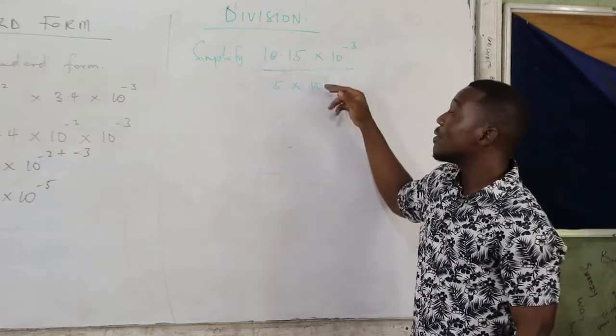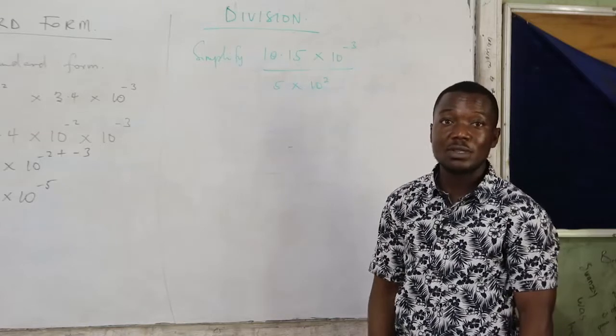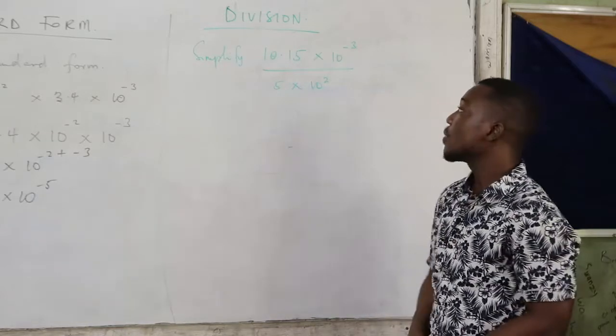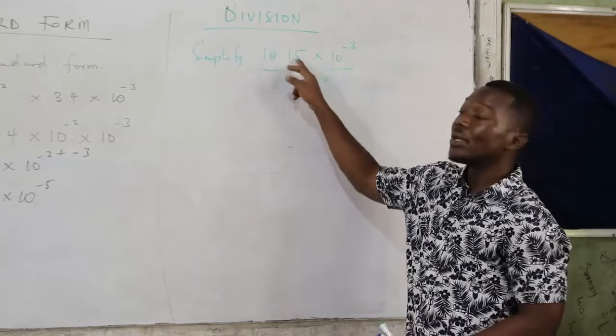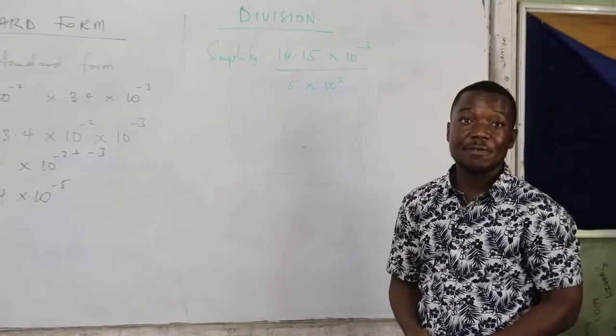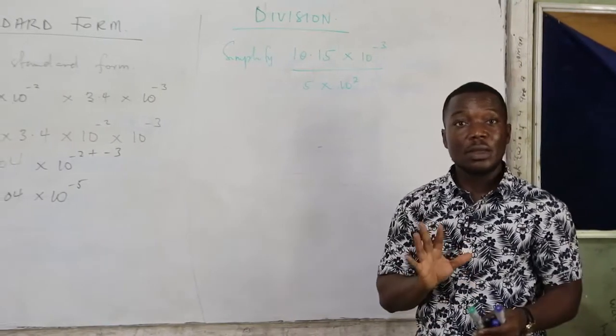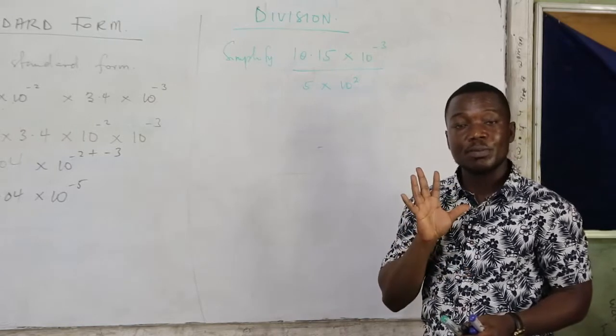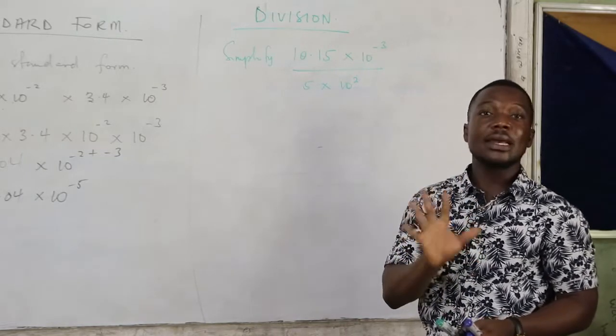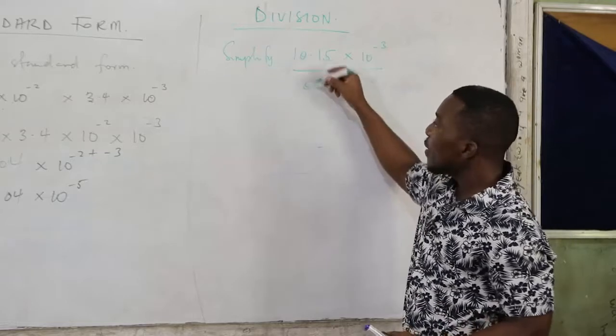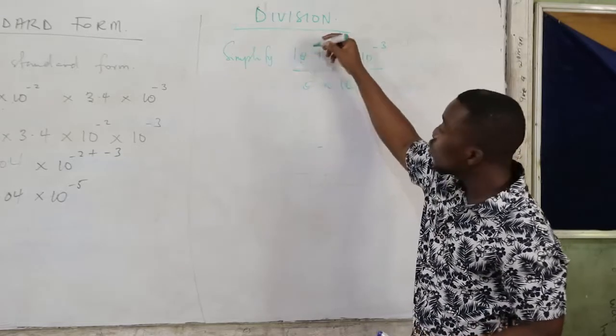So for these, we can't divide them unless we apply the indices laws. They have the same bases. Now, 10.15 divided by 5. So look at how I'm going to go through them. Even though they have a decimal point, I'm going to make sure the decimal point is intact, and I will divide. 5 goes into 10, we have 2.